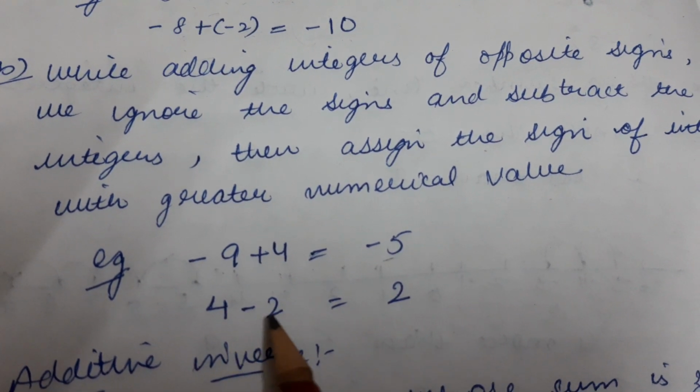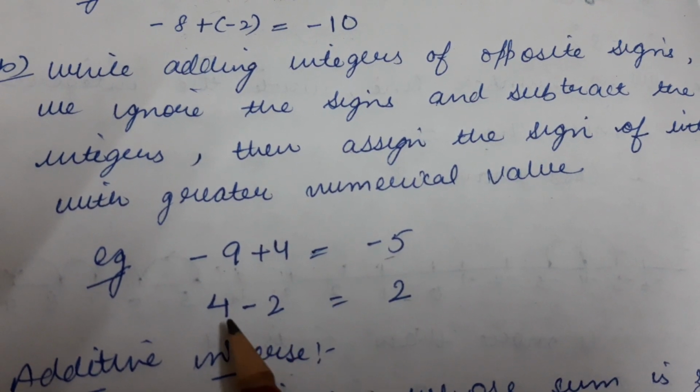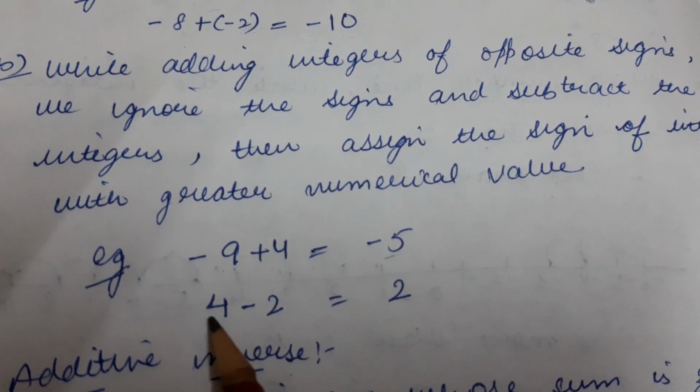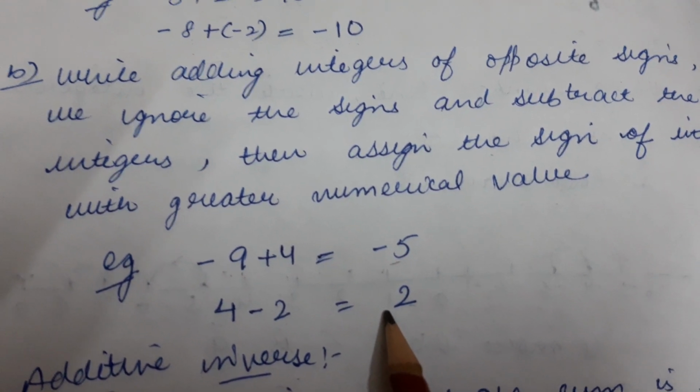Similarly, if I am having 4 minus 2, the answer is 2 and the sign will be of the greater digit. The greater among them is 4. In front of 4 we are having a positive sign, so answer is positive 2.